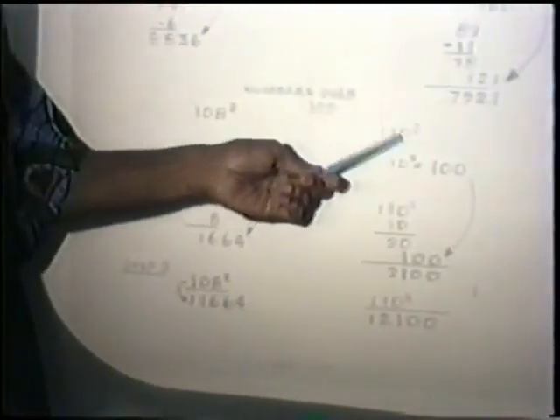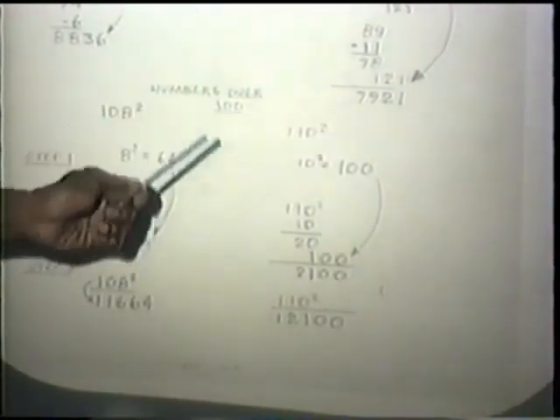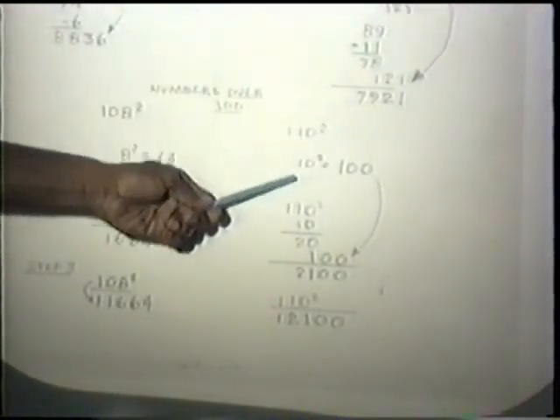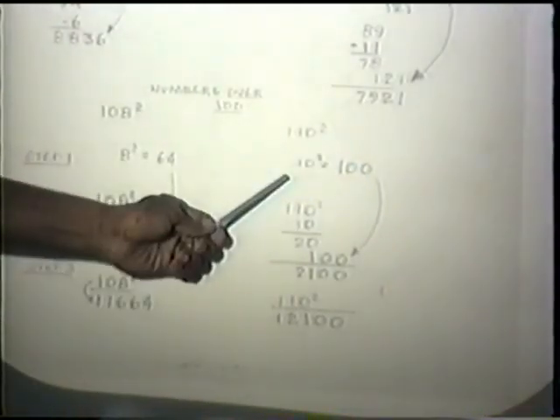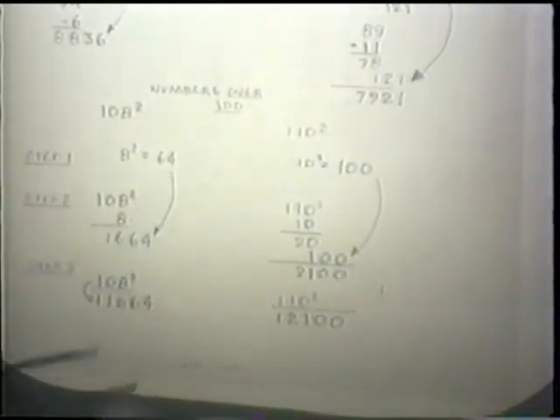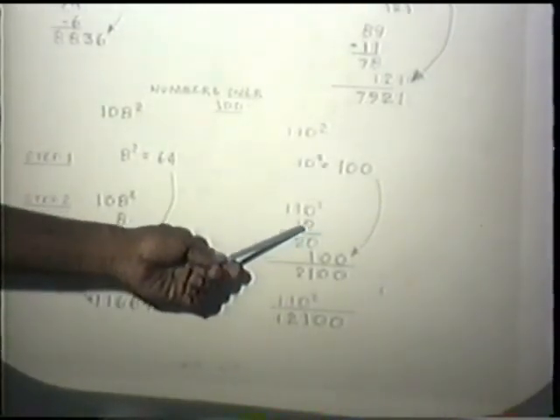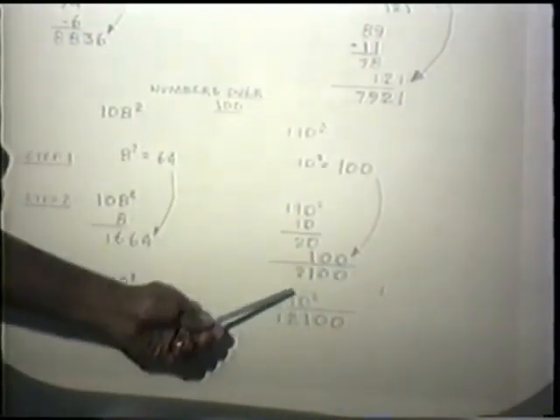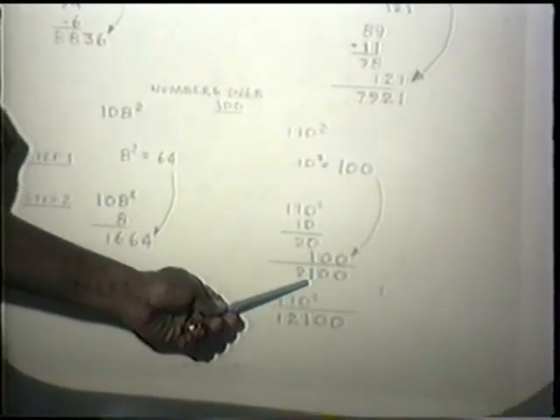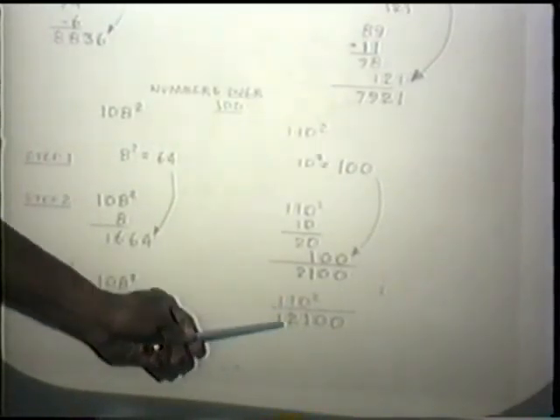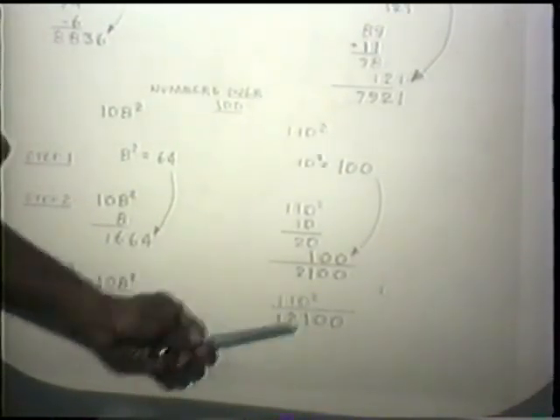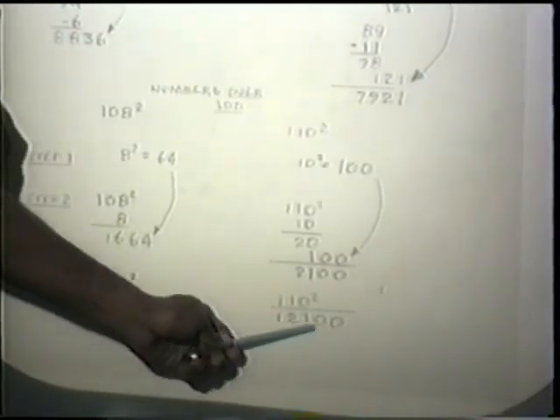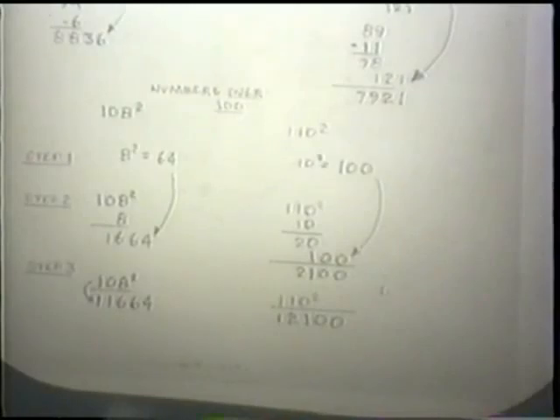What is the square of 110? What is 110 times 110? That's the question. We take the 10, we square the 10 and get 100. Right? That's our first step. The second step is we add the 10 to the 110. We get 20. We bring down the 100. We add it to the 20. We get 2,100. Our third step is we bring down the 1. The square of 110 is 12,100. That's how you square numbers over 100.